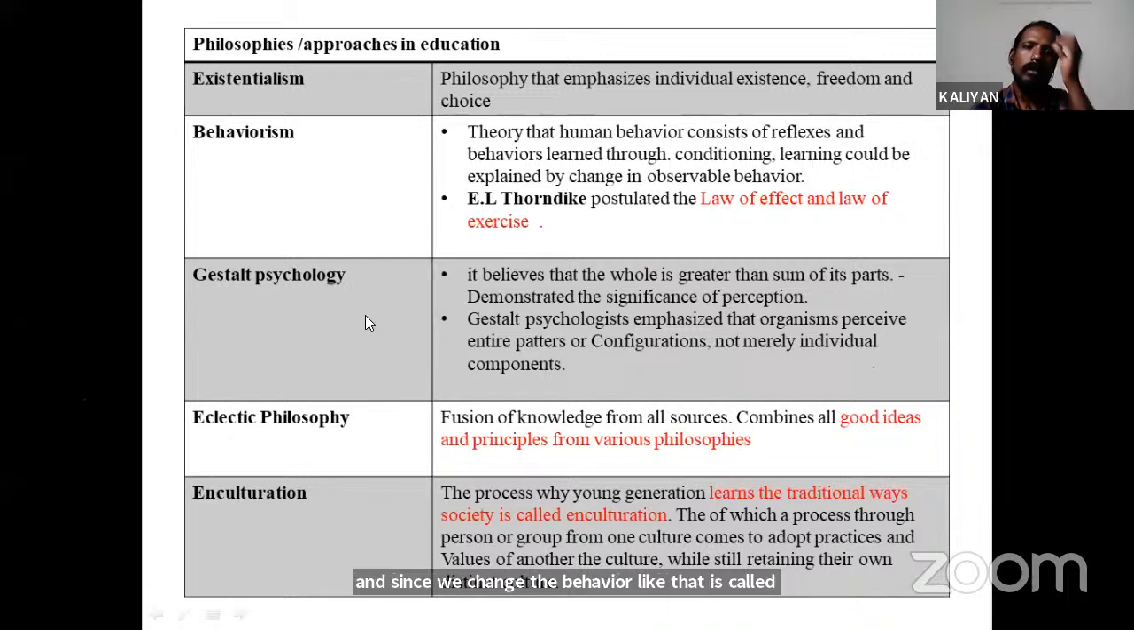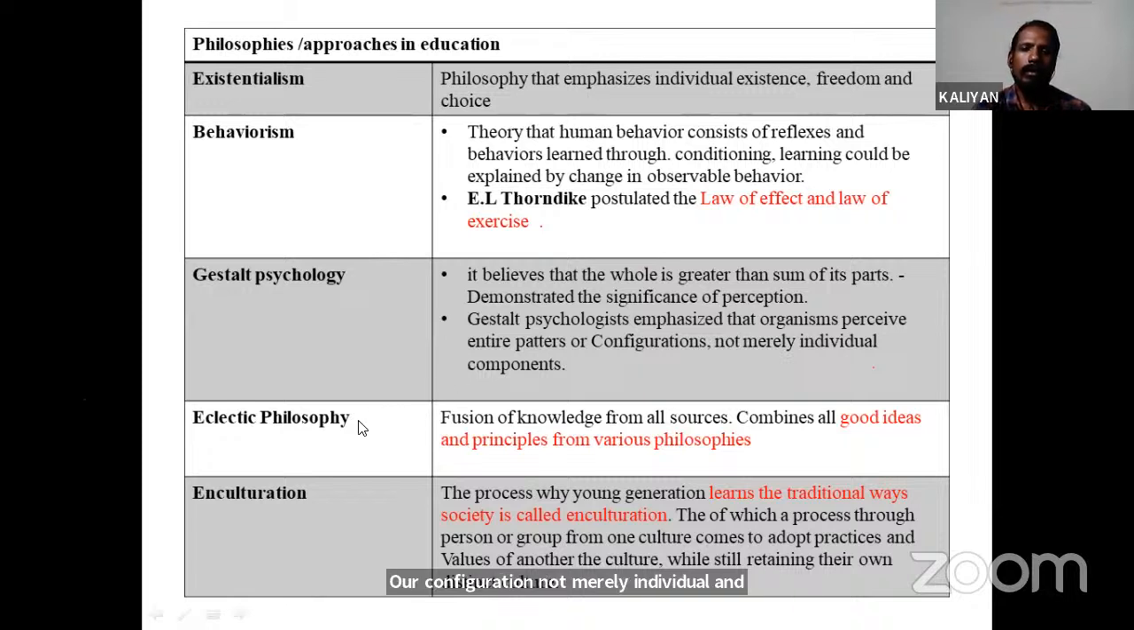So gestalt psychology believes that the whole is greater than the sum of its parts. So here the whole is the main thing. It demonstrates the significance of perception. So they only consider the whole knowledge. Gestalt psychologists emphasize that organisms perceive the entire pattern or configuration, not merely individual components.